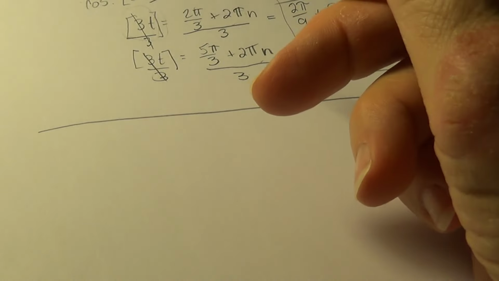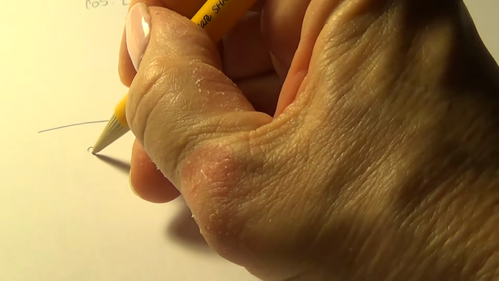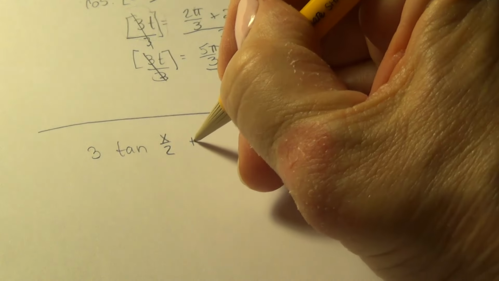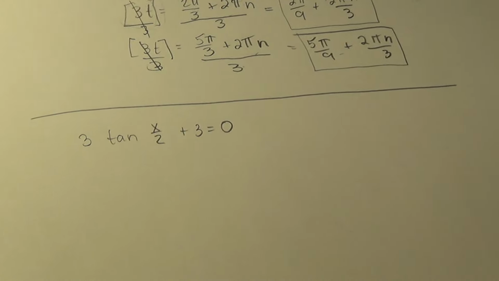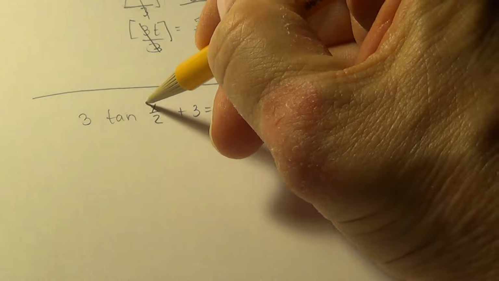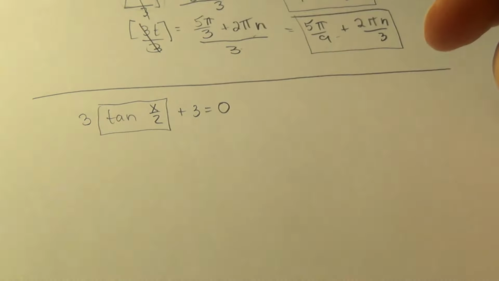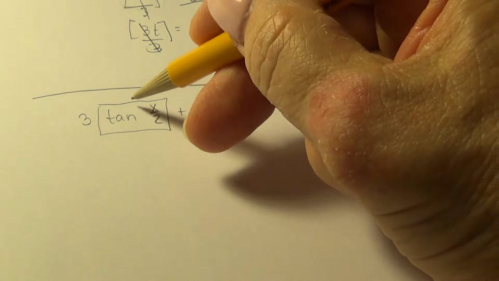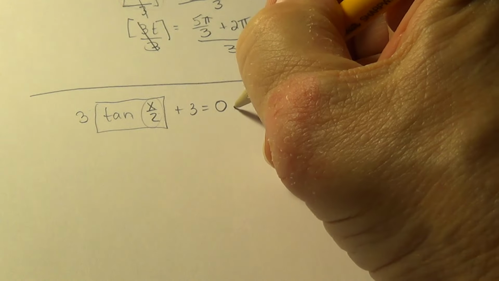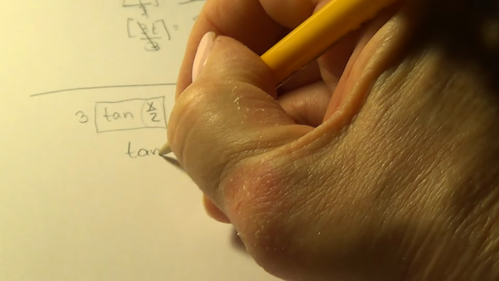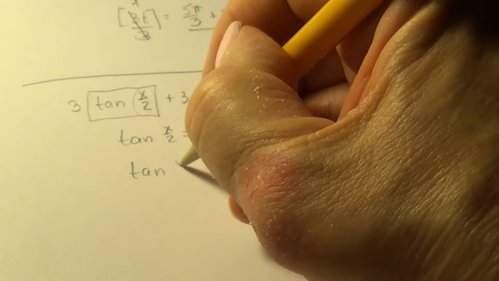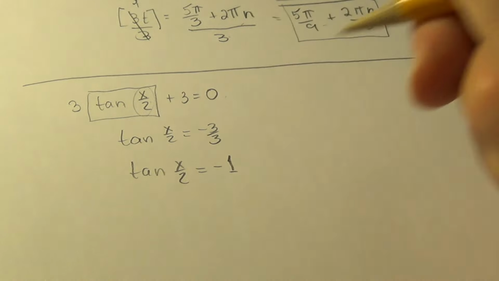All right, let's look at one more. 3 tangent x over 2 plus 3 equals 0. So once again, I'm not going to split this up. I'm going to keep this together and isolate the tangent and that to which the tangent is applied. This is called the argument. Everything else I'm going to peel away. So I'm going to move the 3 to this side and divide by 3. That leaves me minus 3 over 3, or tangent of x over 2 equals minus 1.